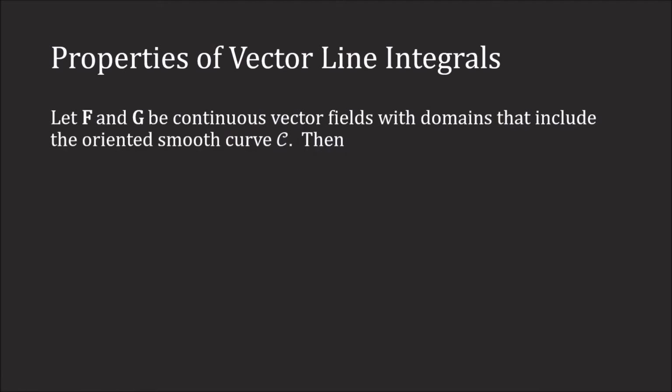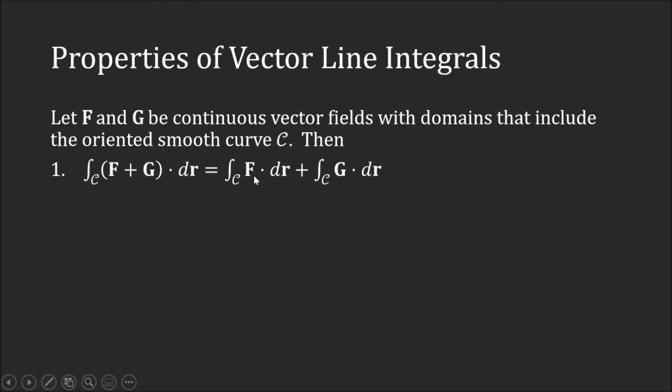Now let f and g be continuous vector fields with domains that include the oriented smooth curve c. Then the line integral along c of f plus g dot dr is the line integral along c of f dot dr plus the integral along c of g dot dr. So you can split line integrals across addition.